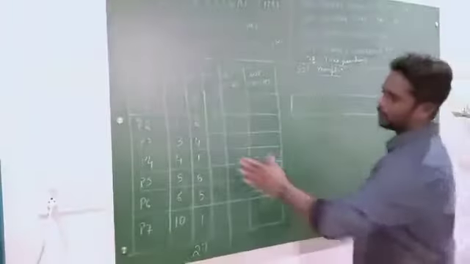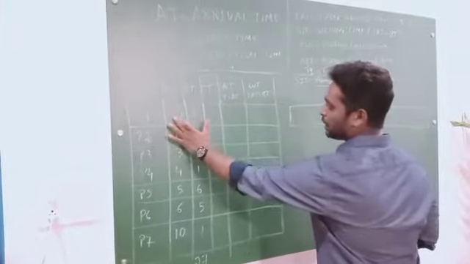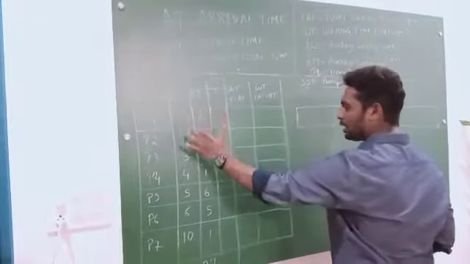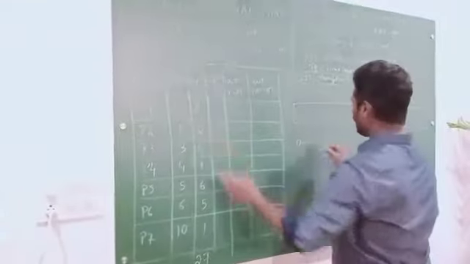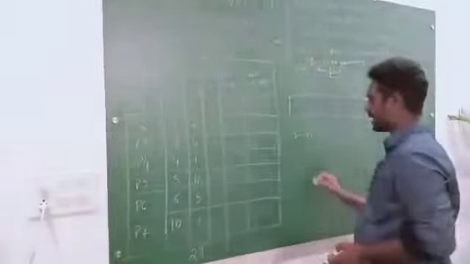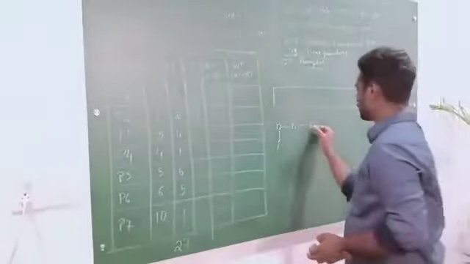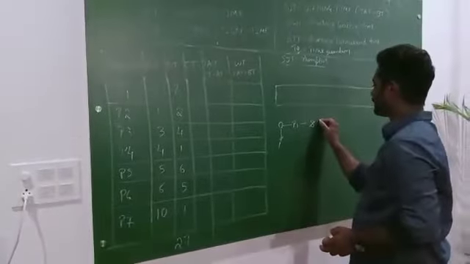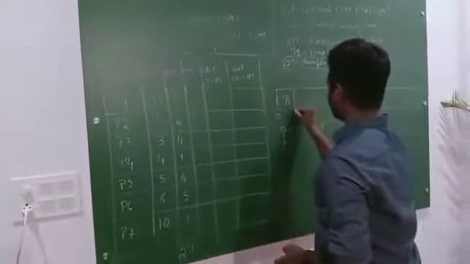Whenever arrival time is given, process P1 has arrival time 0, and it is going to execute until your second arrival process time. At 0 seconds, which process came first? Your P1, which has a burst time of 8. So in order to execute 1 second, the process that can execute is your P1. If it executes 1 second, the remaining is 7. So your P1 will execute for 1 second.